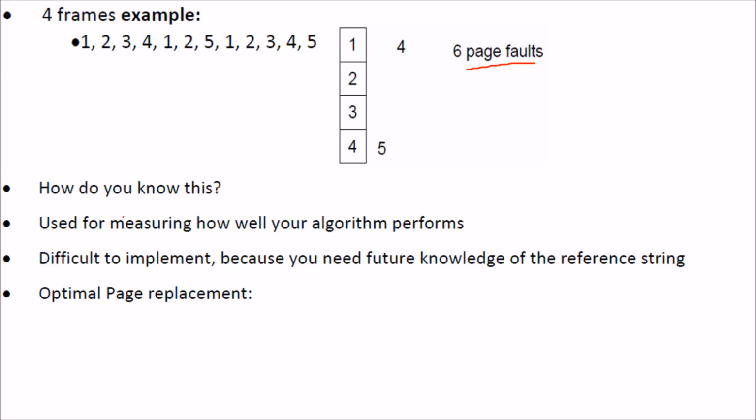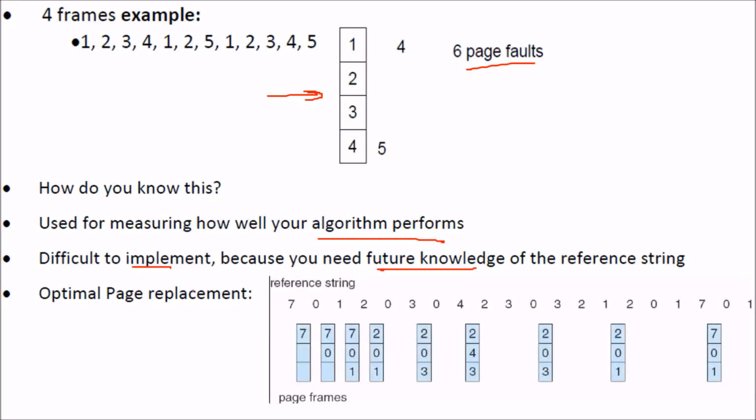As I just said, this is used to measure how well your algorithm performs, because this is optimal. Why is it difficult to implement? Because of future knowledge. Which knowledge will you use to replace? So for optimal page replacement, let us take an example, just combining some criteria so that we understand the future knowledge. See, I'm just giving you an example.